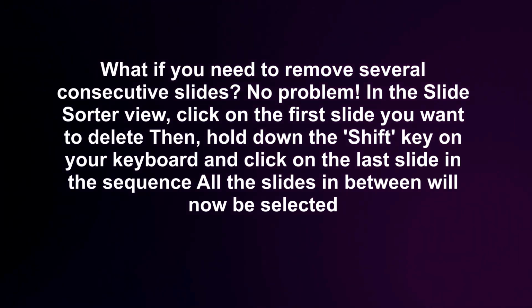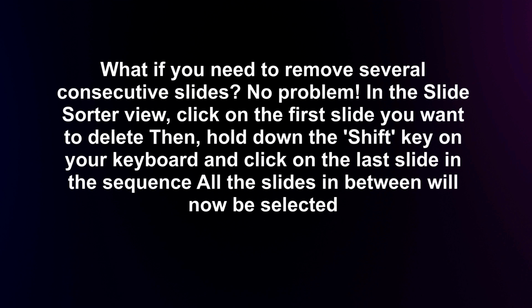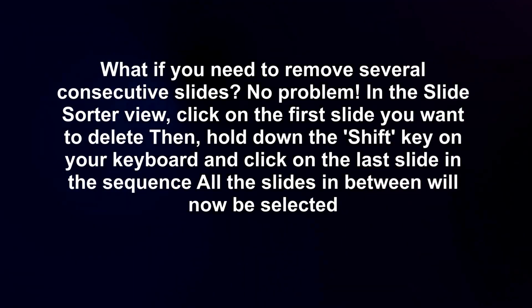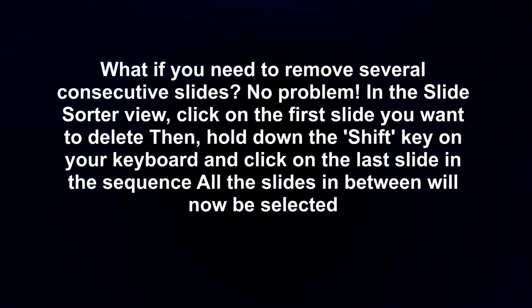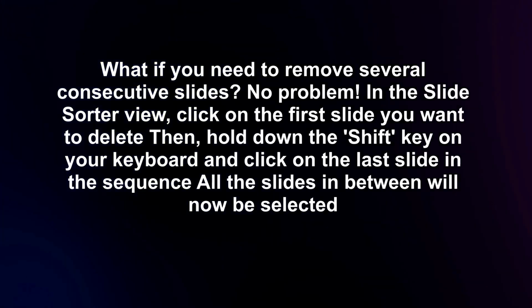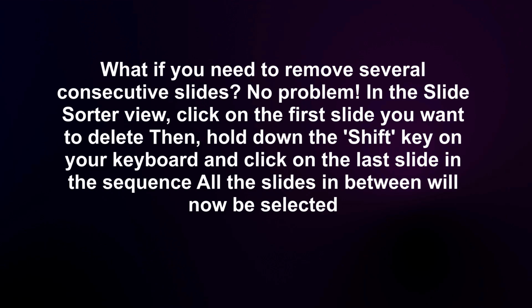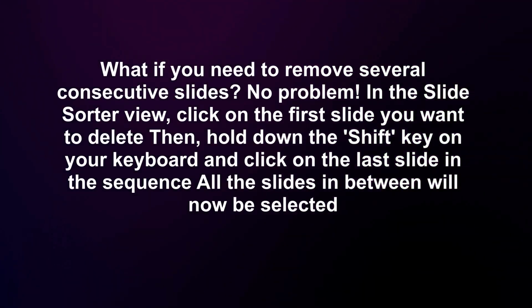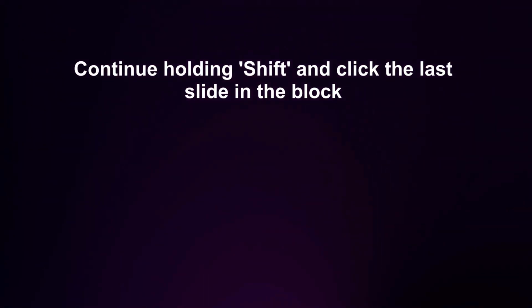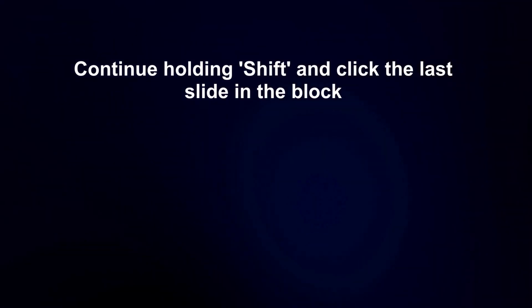What if you need to remove several consecutive slides? No problem. In the Slide Sorter view, click on the first slide you want to delete, then hold down the Shift key on your keyboard and click on the last slide in the sequence. All the slides in between will now be selected.